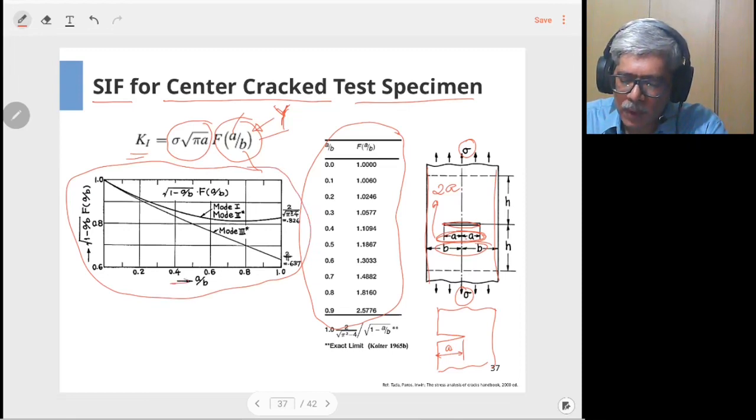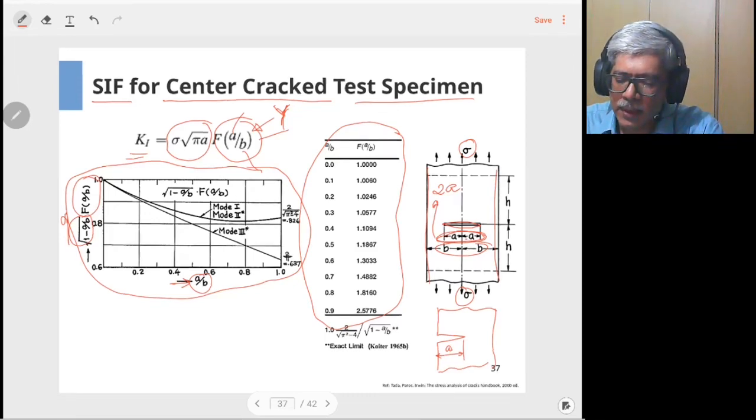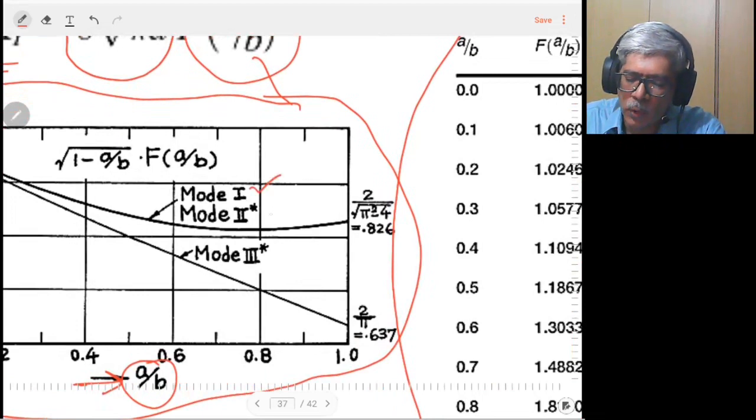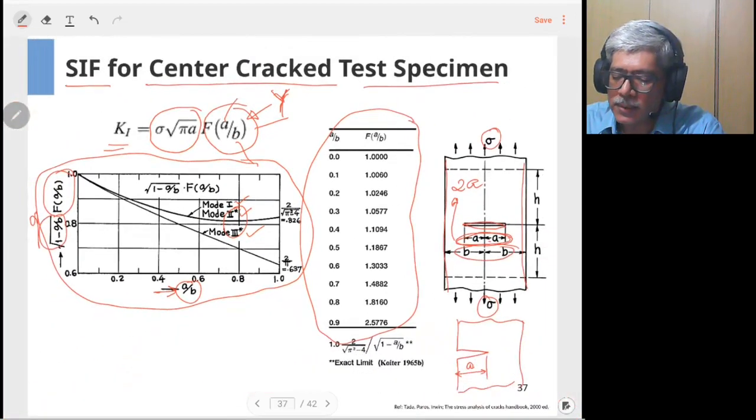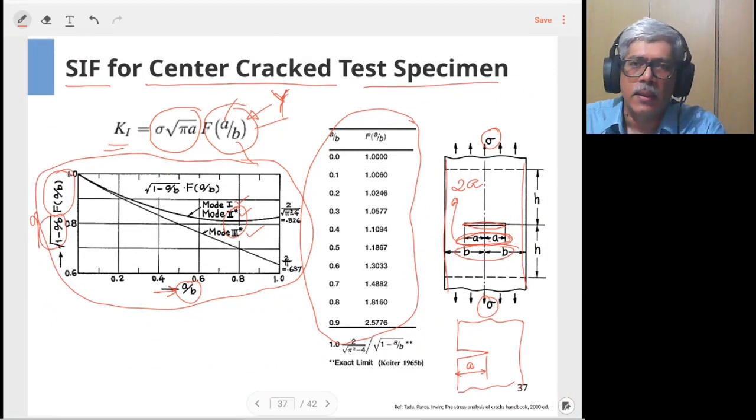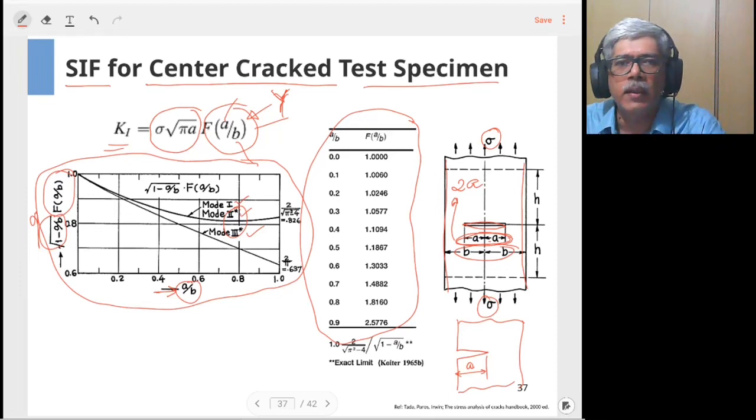So in the graph form, the horizontal axis is a by b, and the vertical axis contains factor a multiplied by some constant. Using this particular graph, one can see that these values are available for mode 1, mode 2 and mode 3. Mode 2 and mode 3 are valid under certain conditions. So that is the way the stress intensity factor could be obtained. For your case, you have to identify a case which is defined in the handbook and then obtain the stress intensity factor in this particular manner.